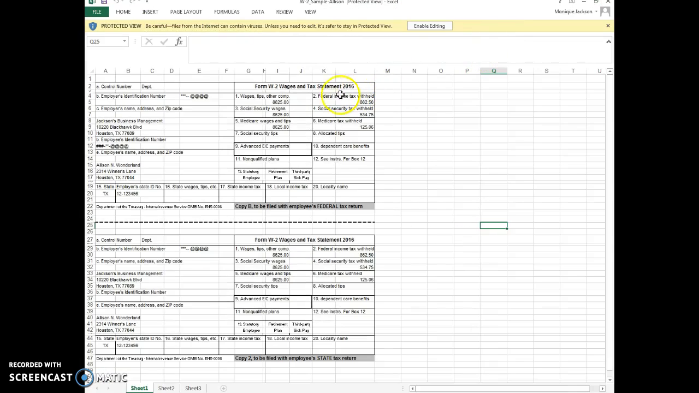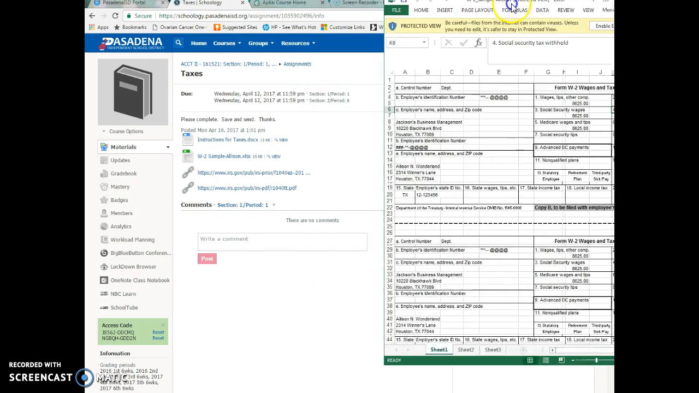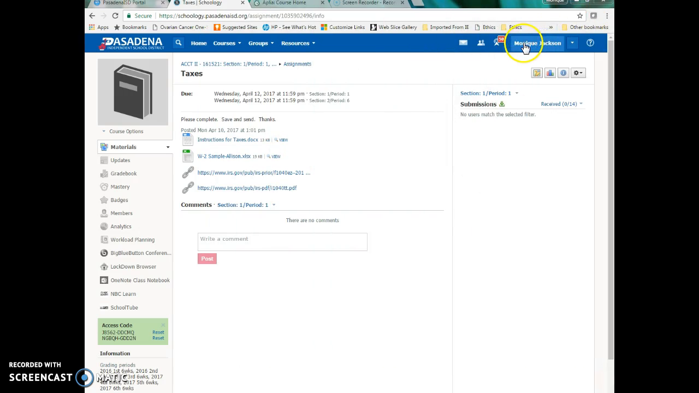And while here, pay close attention to the boxes on the W-2. Box 1, Box 2, Box 3, and so on, Box 4. The reason I'm saying that is because on your 1040 EZ, they'll say fill in box 1 or fill in box 2 or fill in box 3 and so forth. All right, so let's open our instructions. We are completing a 1040 EZ because most of you are teenagers, and most teenagers that have to do taxes need to use a 1040 EZ.